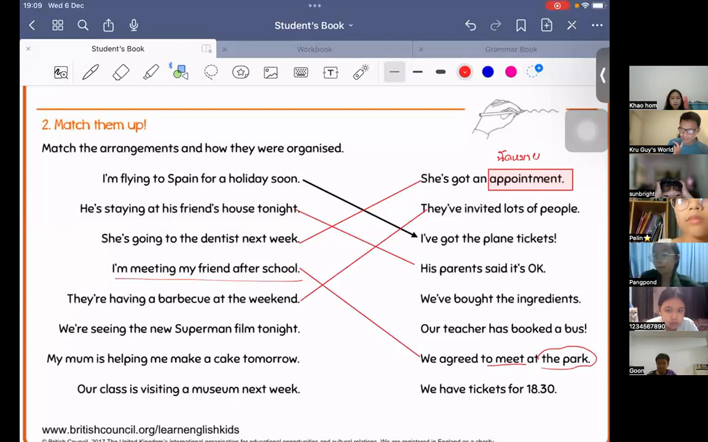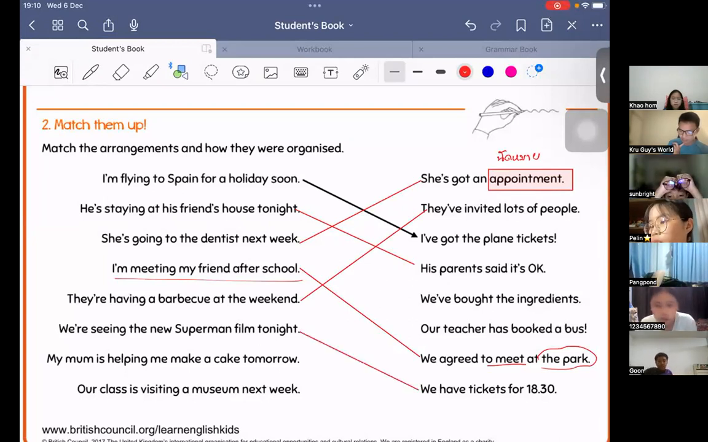After that, Helen. We are seeing the new Superman film tonight. We have tickets for 6:30. Okay, 6:30 is very good. So it means 6:30 instead of just like 18:30. I don't think this is going to be the correct one. All right, next one. Sunrise, please.